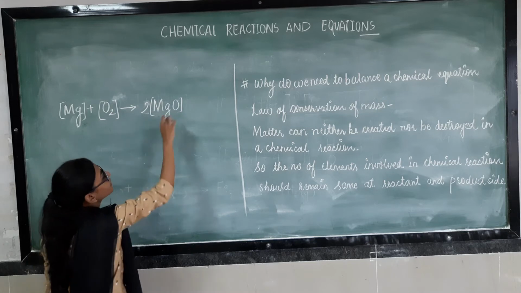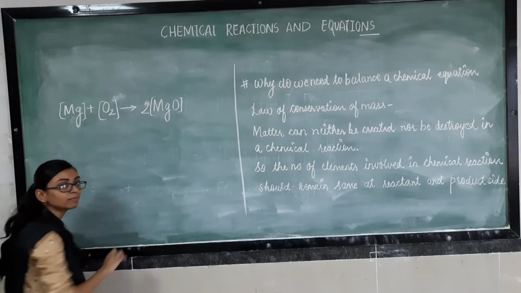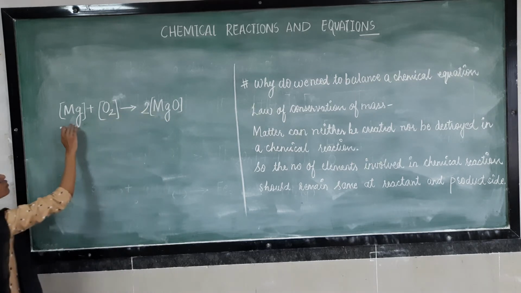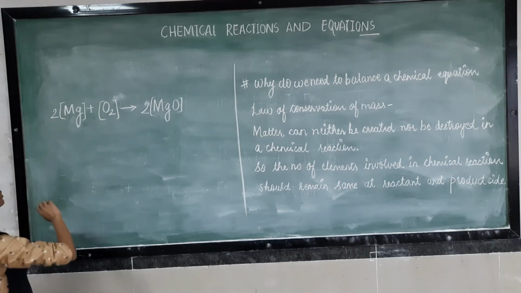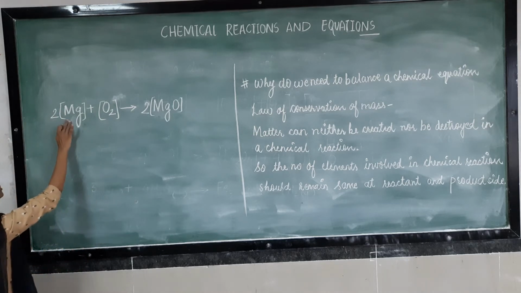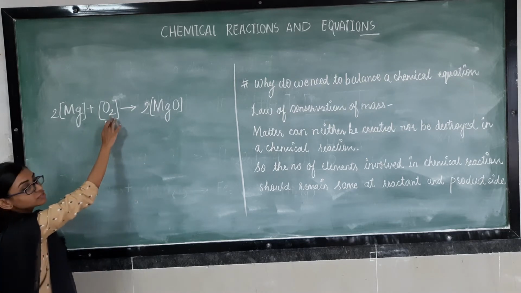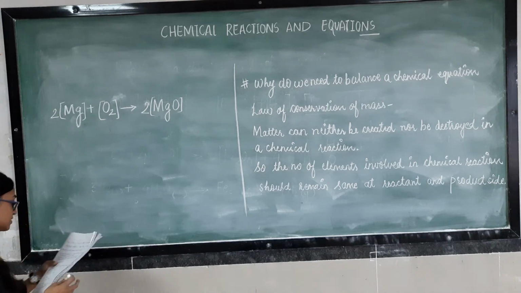By multiplying by 2, the atoms of magnesium also become 2. So to balance this magnesium, here also we will multiply this magnesium by 2. So now the equation is balanced. Let us see magnesium: here 2 magnesium are present, here also 2 magnesium, here 2 oxygen atoms are present, here also 2 oxygen atoms are present.